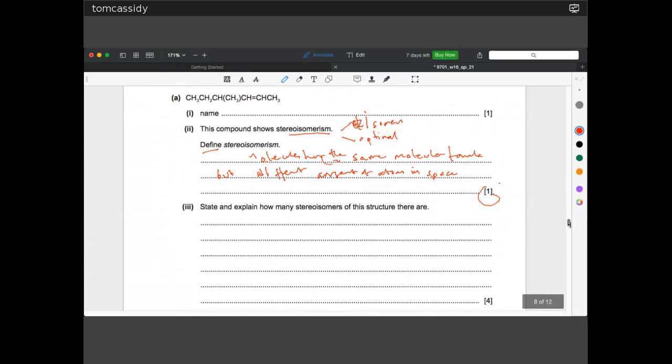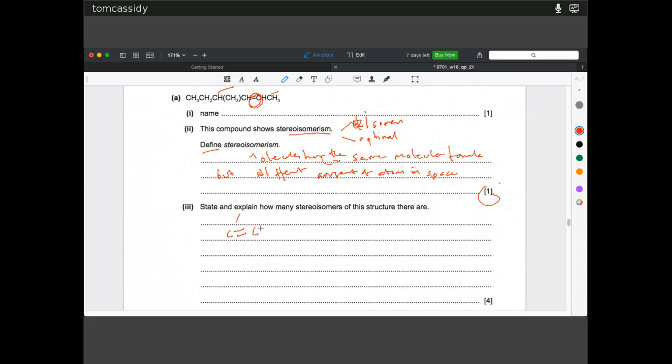So, well, if you look at this compound here, you've got this double bond. And you need to remember that when you get a double bond, that means that the group on this side of the double bond and on this side of the double bond can't rotate around that double bond. They're kind of stuck in position. And because they're stuck in position, they could be stuck in one position or another position, and so you end up with 2 stereoisomers.